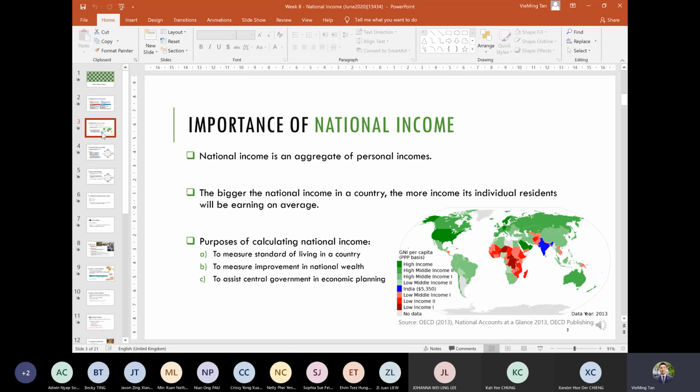What is the reason we want to do so? Because by doing this, it can help the government to do economic planning. The government can use all this information and data to improve the economic growth of a country. So this is the reason why we want to study national income.